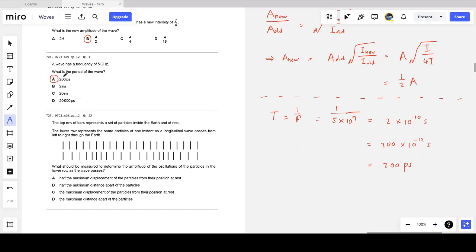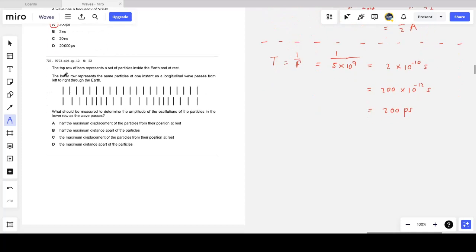That's more of a, can you change between different prefixes? Do you know how the prefixes work? Rather than a really difficult question on waves. But you did need to know the relationship between period and frequency in order to solve that. The next question is 727.